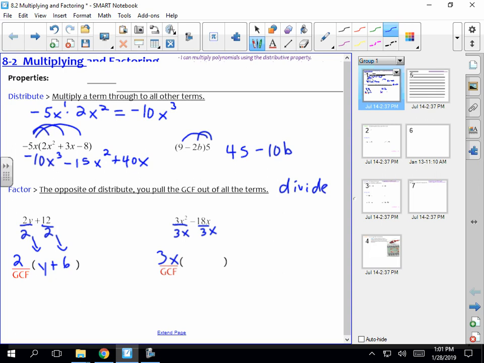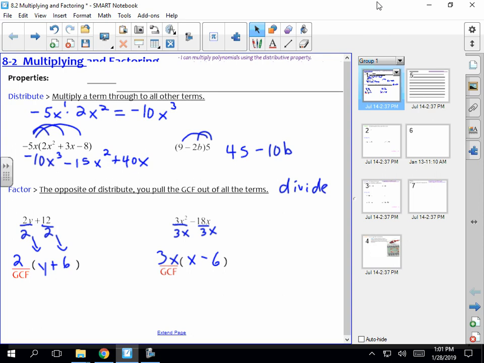So like the 3's cancel to equal 1. X squared divided by x to the first is just x to the first. Just subtract the power. And then you copy down the minus sign. 18x divided by 3x is just 6. So 18 divided by 3. Oh, you're right, Miss John. You're right. Oh yeah, I'm a little rusty. Okay.